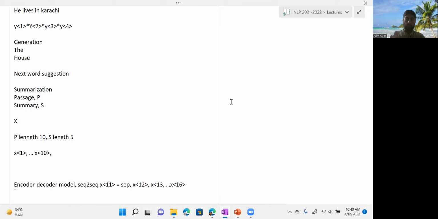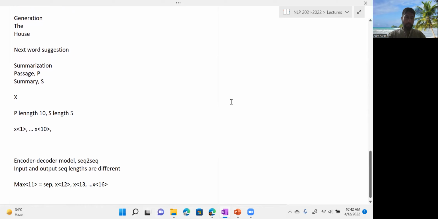Okay. So POS tagging, for example, or NER, in all of those, input and output sequences are of the same length. But for example, machine translation, summarization, paraphrase generation, question answering, generally the input and the output sequences would be of different length. Okay. So we will discuss this model in the context of machine translation.